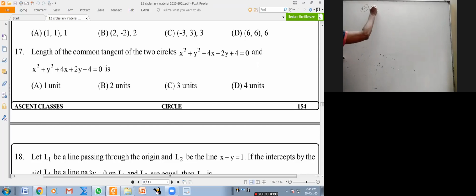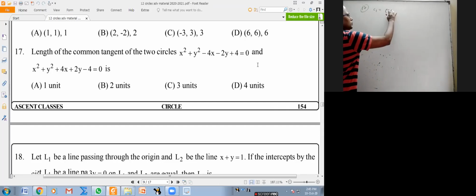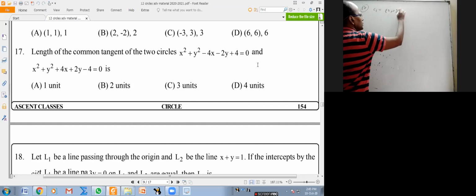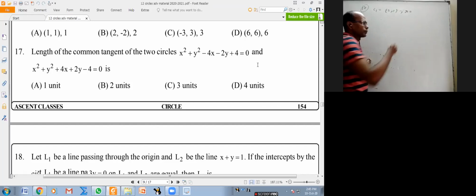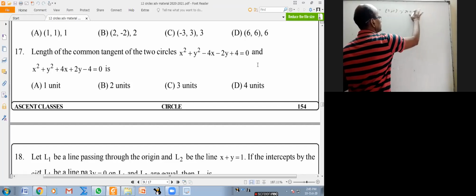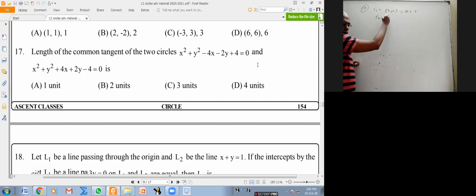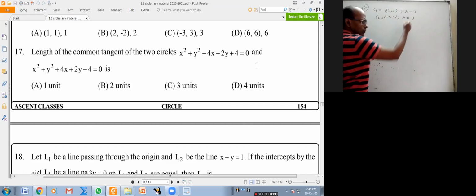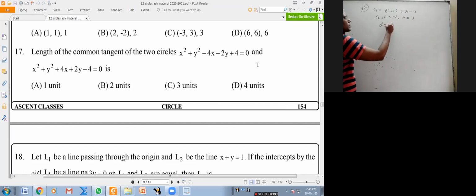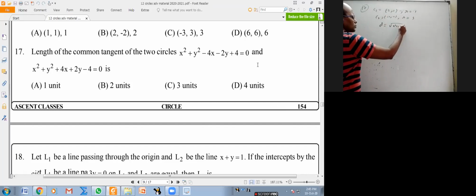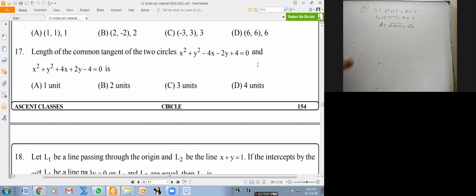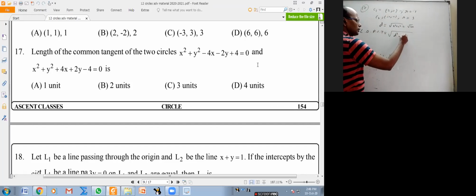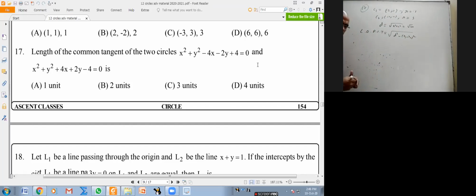Okay, so 17. Center of the first one is (2, 1) and radius is 3 units. Center of the second one is (-2, -1), and radius is 1 unit. The distance between the centers is square root of 4 square plus 2 square, root 20. If you want the length of direct common tangent, it is root over d square minus (r1 minus r2) whole square.